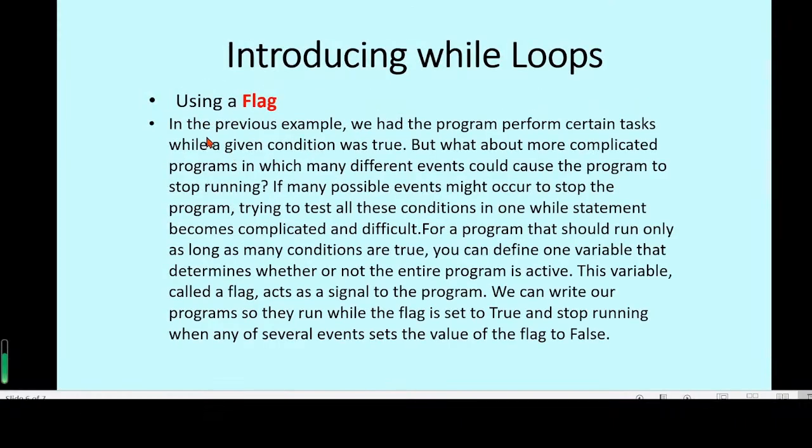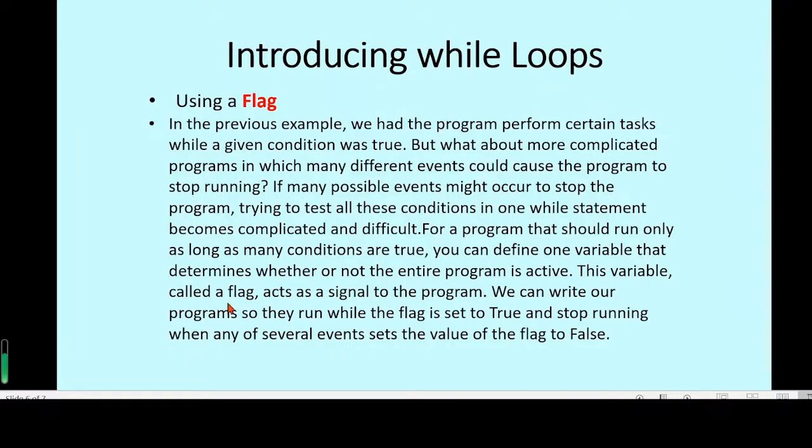Using a flag. In the previous example, we had the program perform certain tasks while a given condition was true. But what about more complicated programs in which many different events could cause the program to stop running? If many possible events might occur to stop the program, trying to test all these conditions in one while statement becomes complicated and difficult. So for programs that should run only as long as many conditions are true, you can define one variable that determines whether or not the entire program is active.